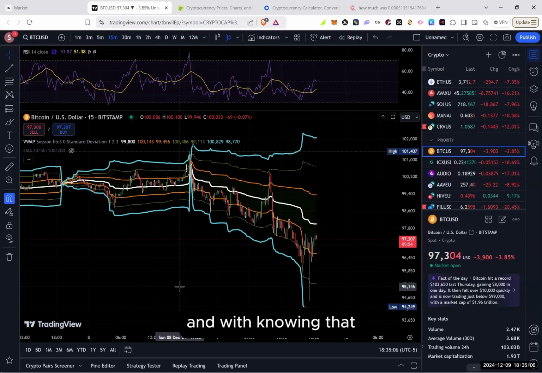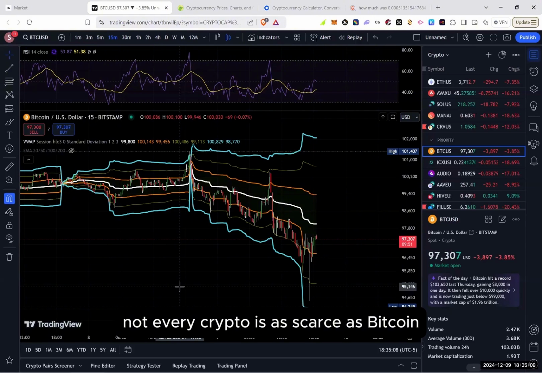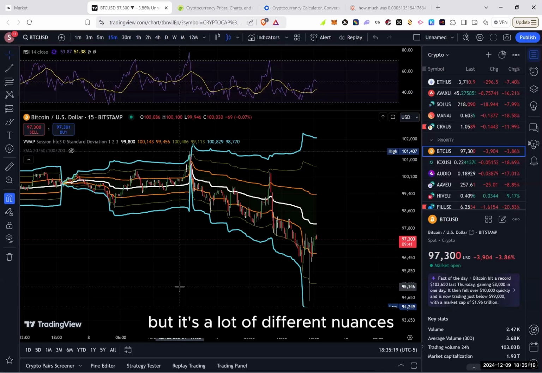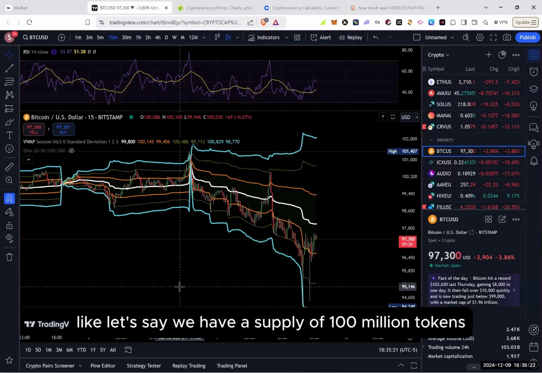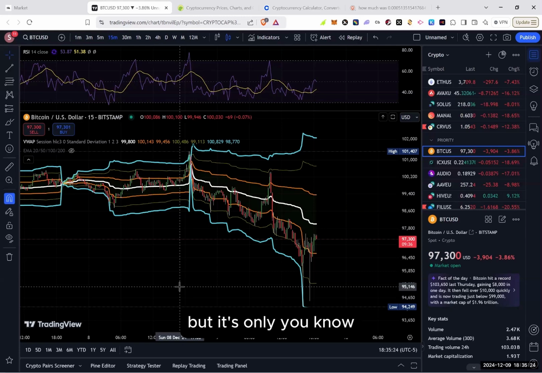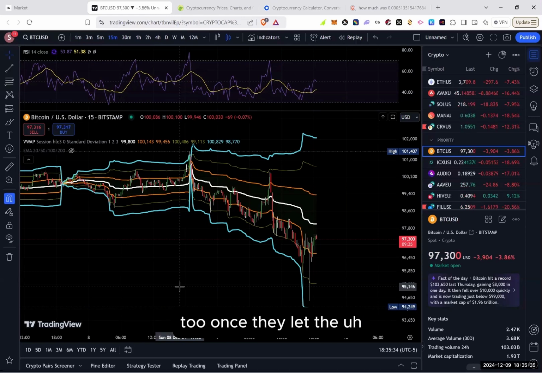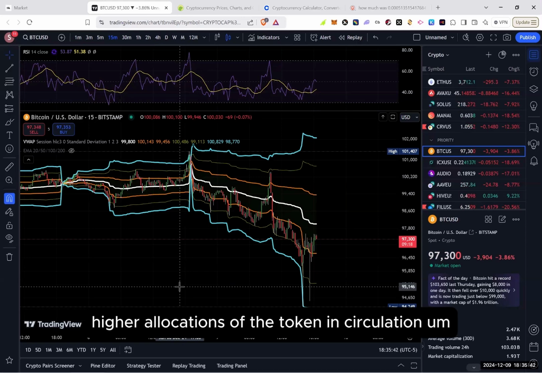And with knowing that not every crypto is as scarce as Bitcoin. Not every crypto is scarce. Just to be real, I mean, no, you can't make any more, but there are a lot of different nuances. Let's say we have a supply of 100 million tokens, but only 10,000 tokens in circulation. Now you might see the price going up, but the price could very well drop too once they release higher allocations of the token into circulation.